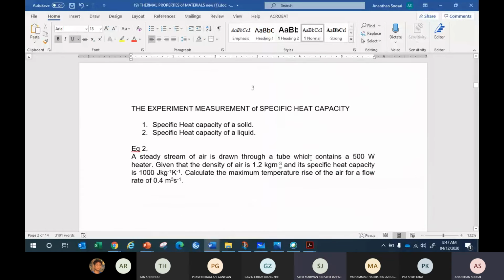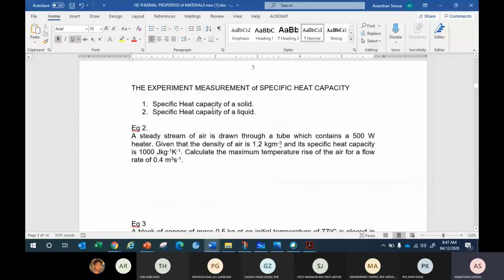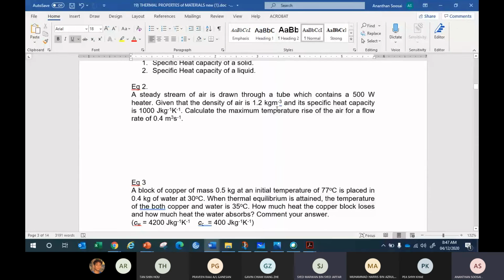So the experiment for measuring the specific heat capacity of solid and liquid, just now I'll show you the diagram of how it looks like. You can get it from Google. You learned this before, so recall back. Next, example 2. 1 minute for you. Give it a try.